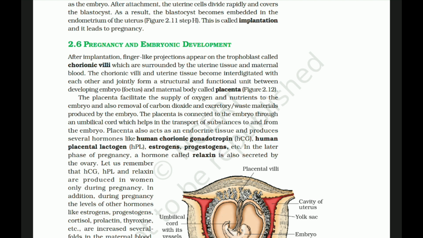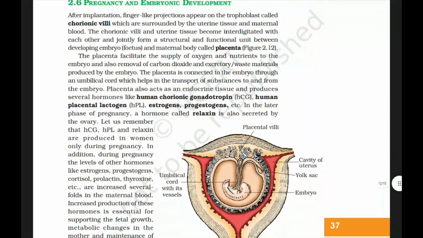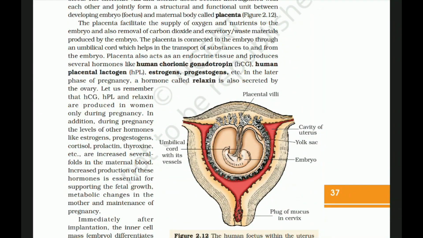The placenta is connected to the embryo through an umbilical cord which helps in the transport of substances to and from the embryo. The placenta also acts as an endocrine tissue and produces several hormones like human chorionic gonadotropin, hCG, human placental lactogen, hPL, estrogens, progestogens, etc. In the latter phase of pregnancy, a hormone called relaxin is also secreted by the ovary. Let us remember that hCG, hPL, and relaxin are produced in women only during pregnancy.